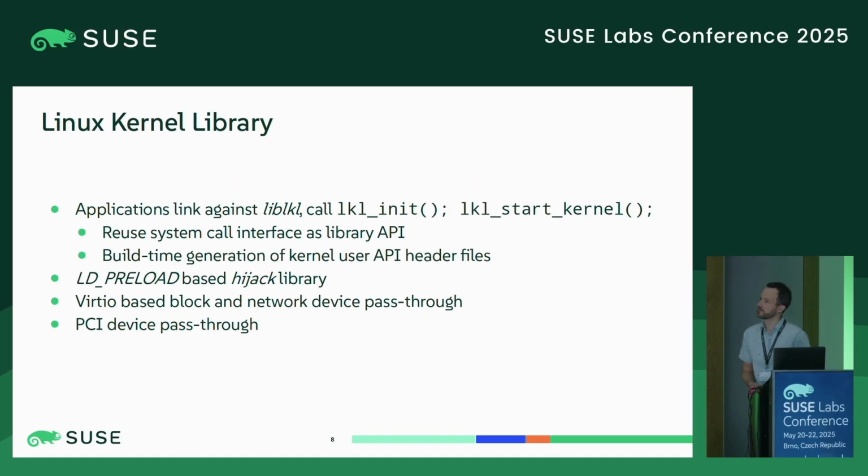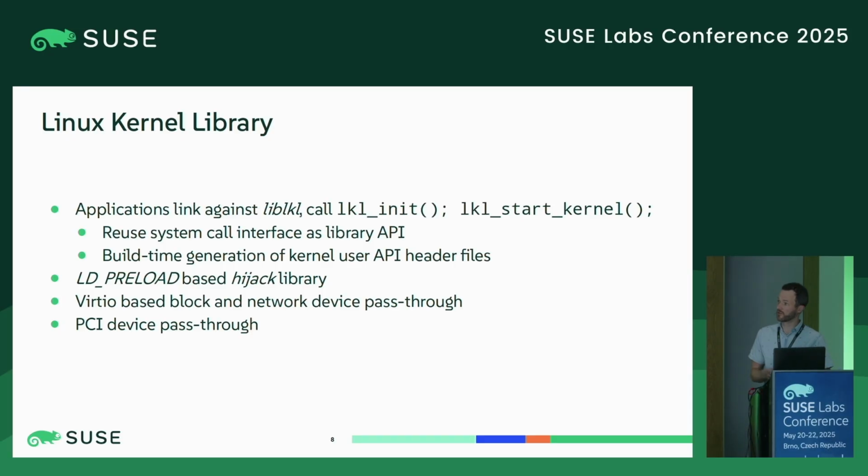As an application, you're linking against this liblkl, which is provided from the kernel build. The build itself also generates the header files for lkl. These are auto-generated with an lkl prefix, so you're not colliding with host headers. Then, aside from the lkl-specific stuff to get the kernel running, like starting it, we just use the regular syscall API.